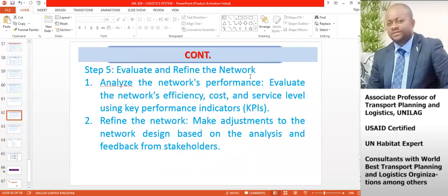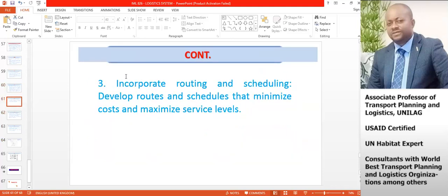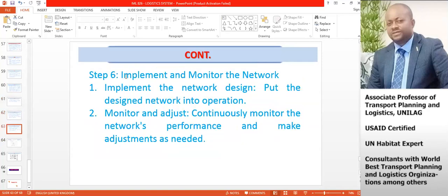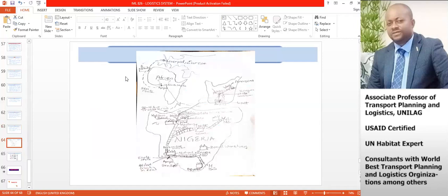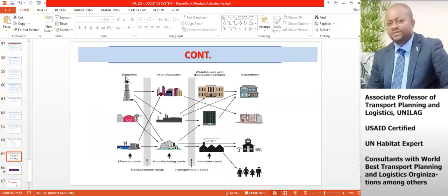You can see what I'm saying. Refine the network after you evaluate what you have designed. You design in number 4. In step 5, you evaluate your design and you do a refined network. Then you get people to do monitoring for you during operation. You adjust as you move on to use the transport network design for the logistics activities.